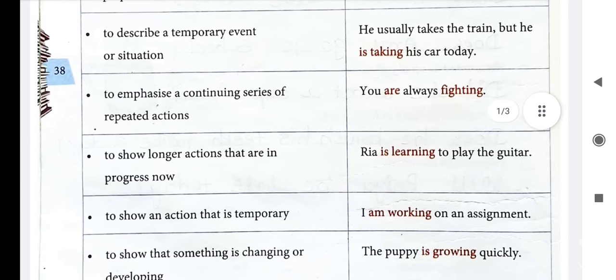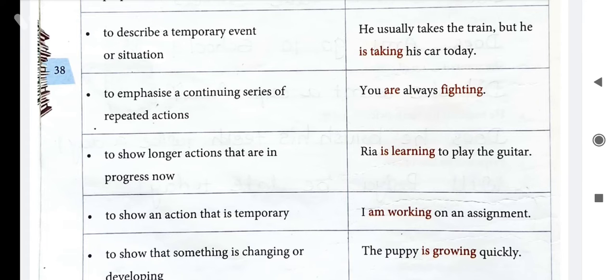The next point is to emphasize a continuing series of repeated actions. So the thing is repeating always, right? Like you are always fighting, you are always sleeping, you are always cheering, helping, like that.